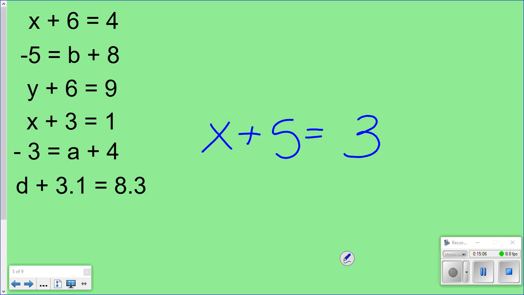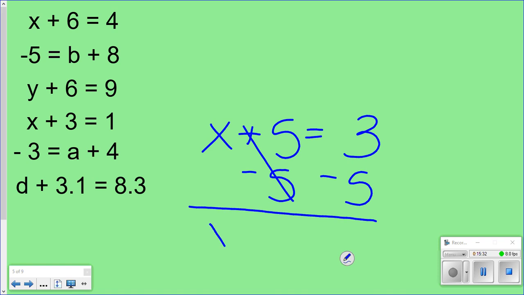This is the trickier one. Okay, anybody want to share what they did? Anybody want to share, Casey? You have to take 5 minus 5, okay, cancel that out, and then you have to take minus 5. Like this, right? What's 3 minus 5? Negative 2. It should be negative 2.